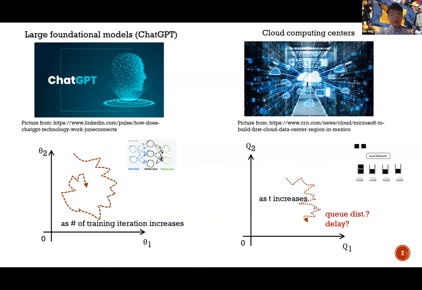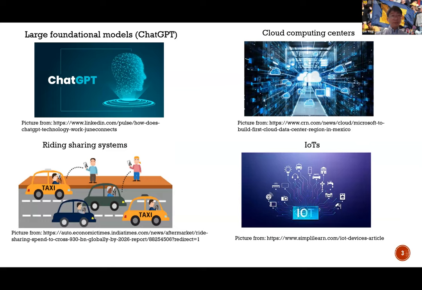So these are just two examples. There are many other examples, like a ride sharing system. We have passengers coming, you have the drivers available, how do we match the two, right? And we have the Internet of Things. We have many, many devices connected to the internet, maybe through wireless, so they share the same spectrum. Then how do we control them, manage them? All these require knowledge of understanding large-scale stochastic systems.